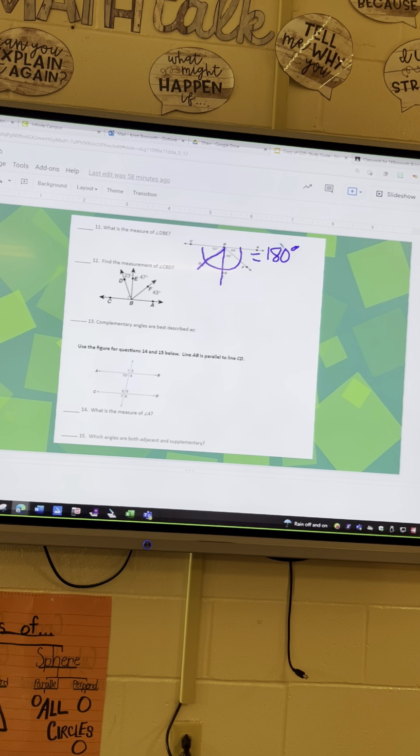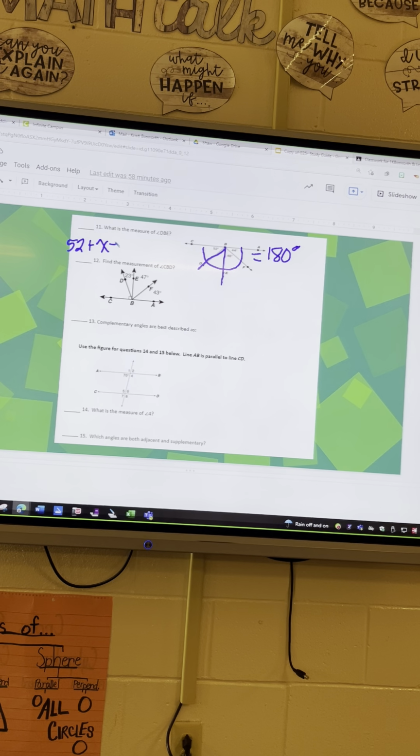So that means that 52 plus the angle we don't know plus, is that 46 and 44? It's 46. Yes. 46 plus 44 all together is going to be 180.